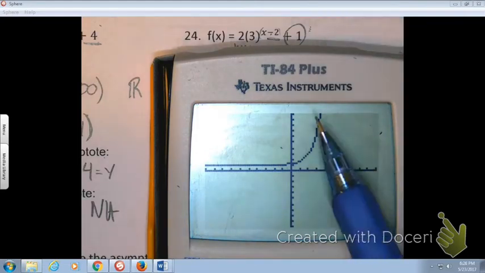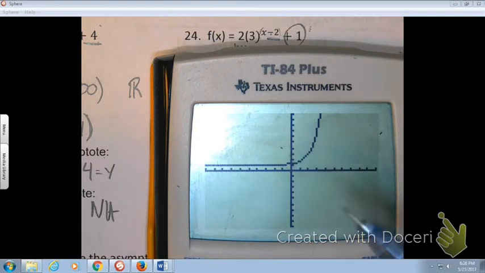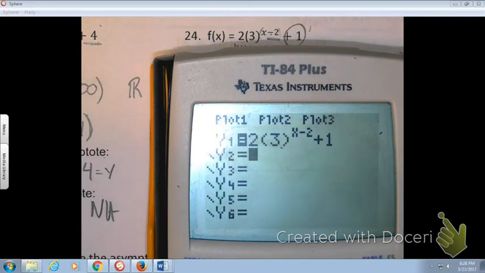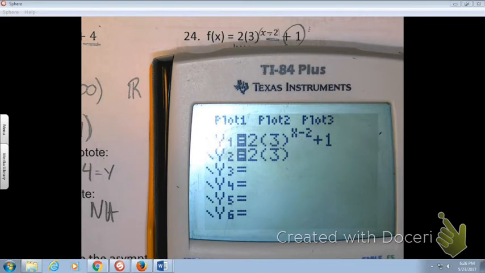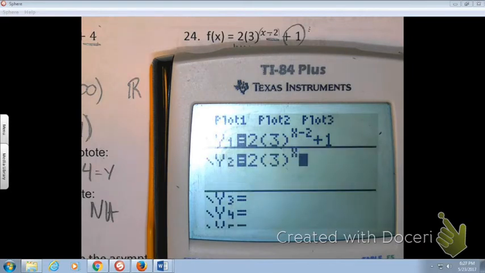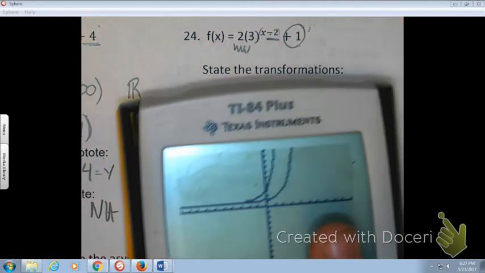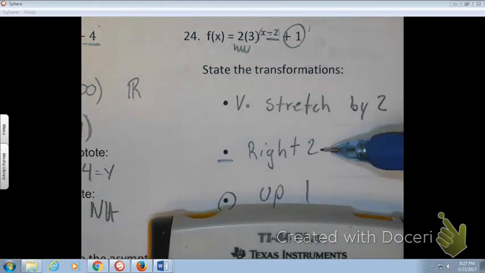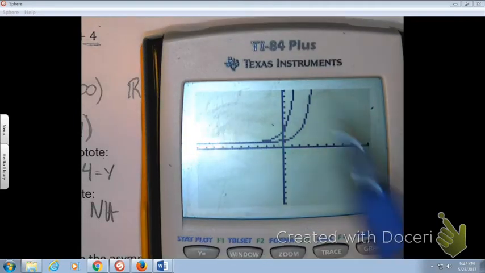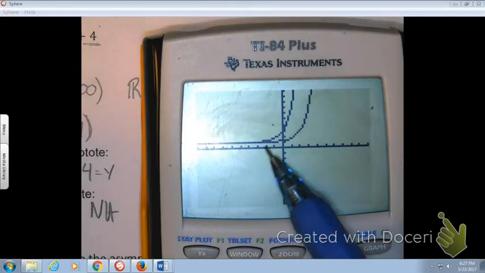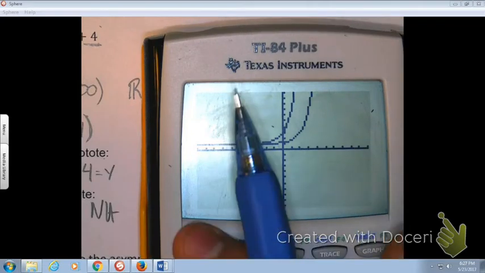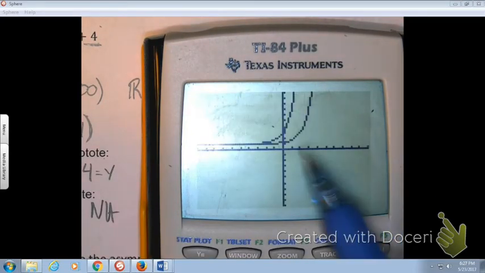And then 2, you can't really tell, but look, if we put the exact same thing, 2 times 3 to the power of x plus 1, you can see that this is moved to the right 2. So we moved it to the right 2 units, right? You can see they have the same asymptote. One starts here, the one that we put second, and the other one moves 2 units to the right.